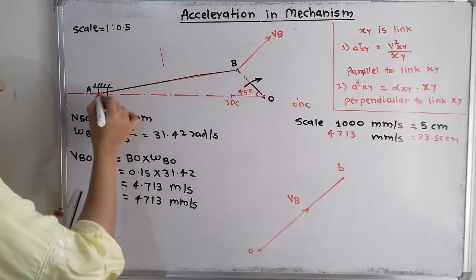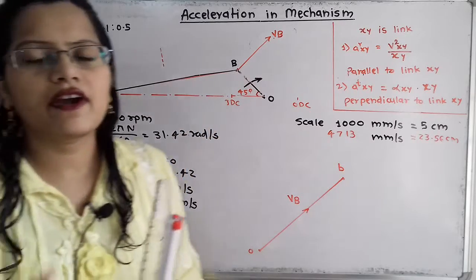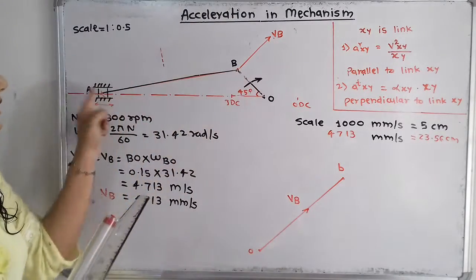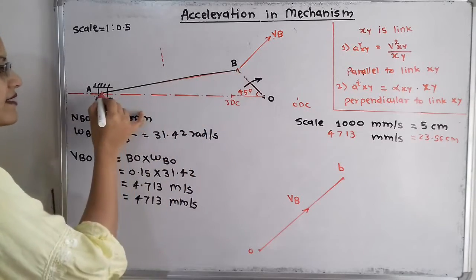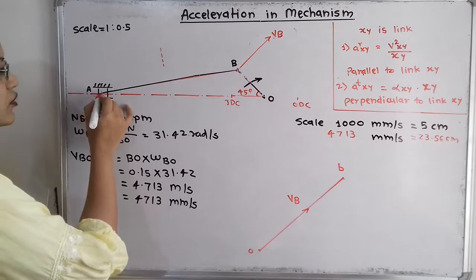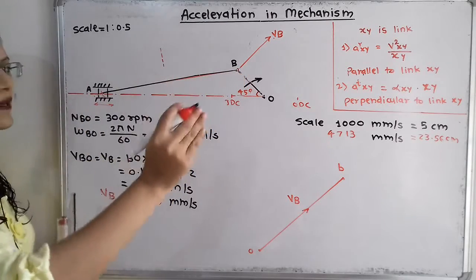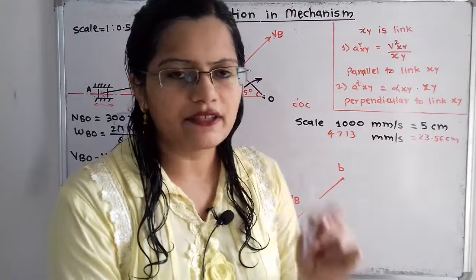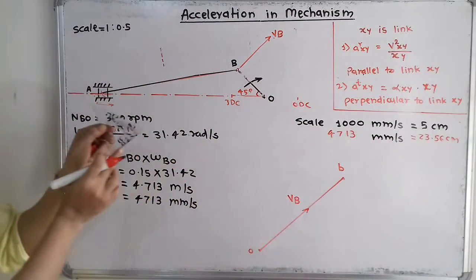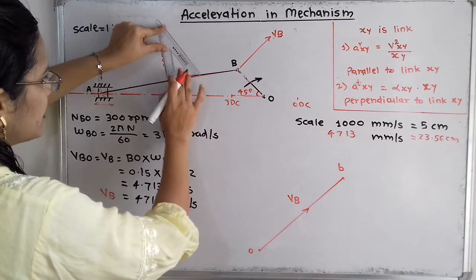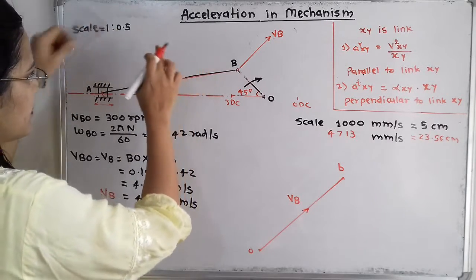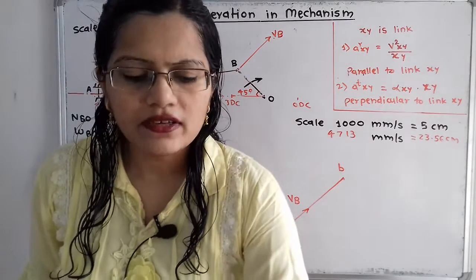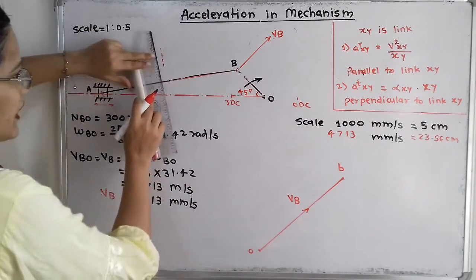Now we will move to the next link, that is BA. Here also we don't know the direction, but we know that the velocity is always in the perpendicular direction to this link BA. Here the initial point is B and the final point is A. So I will write the velocity of A with respect to B, that is VAB, and I have to take the line perpendicular to this link BA. How to take this perpendicular line? I will use this protractor. I will align one edge with this link BA and from the other edge I will draw one construction line, that is the perpendicular line. Then I will draw a line parallel to this construction line.